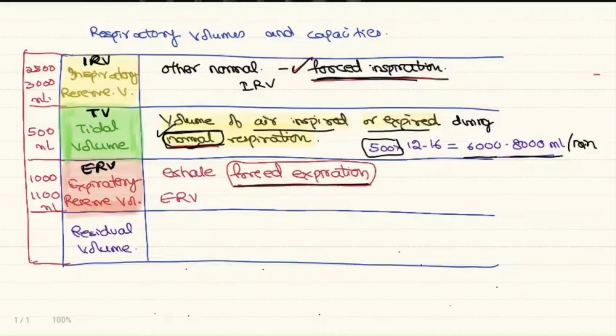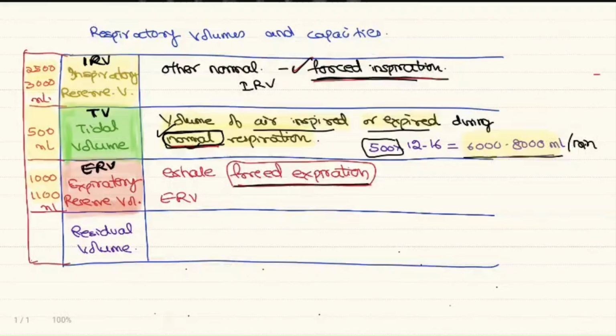How much are these volumes? The tidal volume is 500 ml for one time, and for 1 minute it is 6 to 8 liters. The IRV, the inspiratory reserve volume, is 2,500 to 3,000. The ERV, expiratory reserve volume, is 1,000 to 1,100. So I think these three are clear.